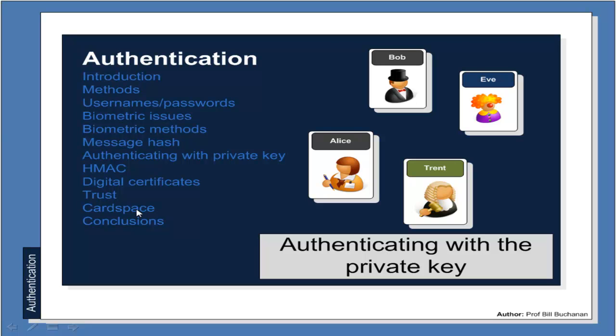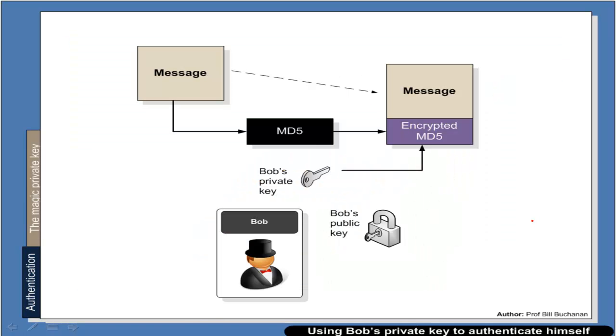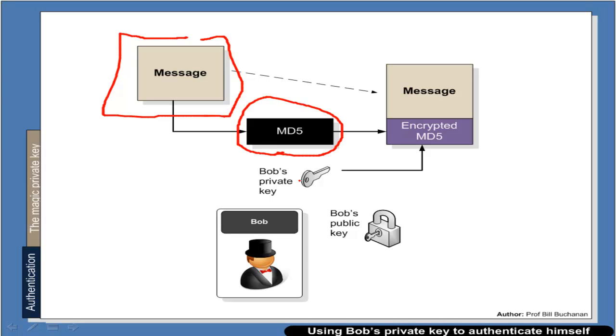In this part, we'll look at how a user or entity is authenticated using the private key. In the first part of this authentication, what happens is that Bob takes the message and then takes a hash signature of the message and then encrypts that using the RSA method, typically, with their private key. This is then added to the message.